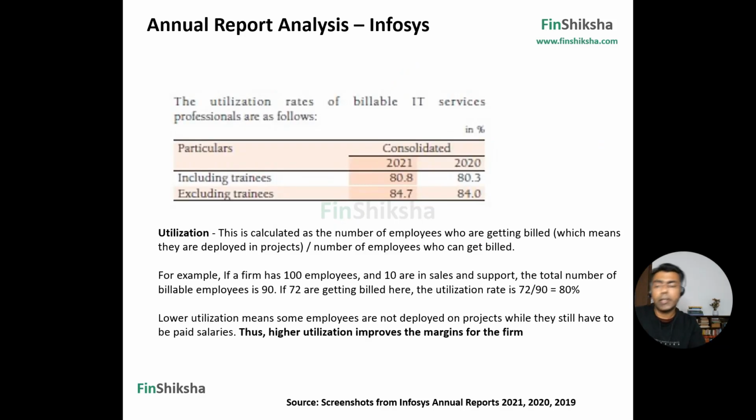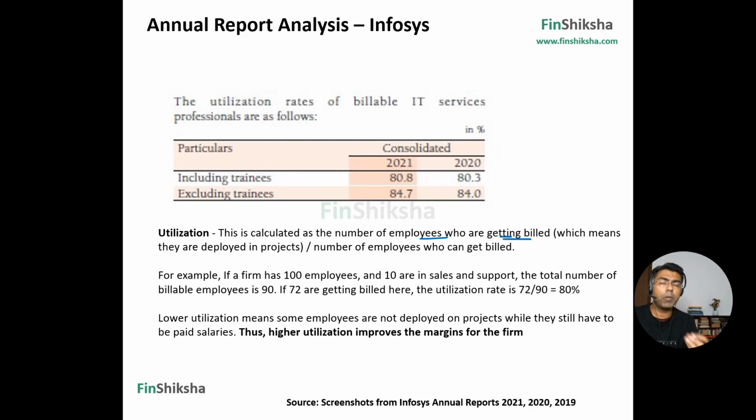The first thing that comes to our mind is what is the utilization level. Utilization is calculated as the number of employees who are getting billed, because you will bill your employees to the client when you're providing them services, divided by the total number of employees who can get billed. So let's understand this.